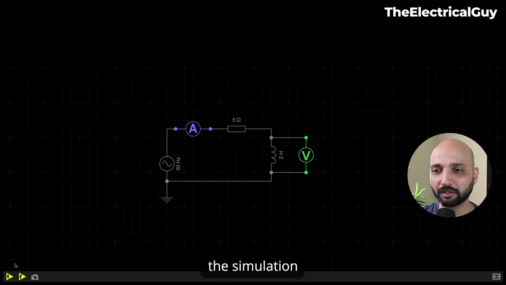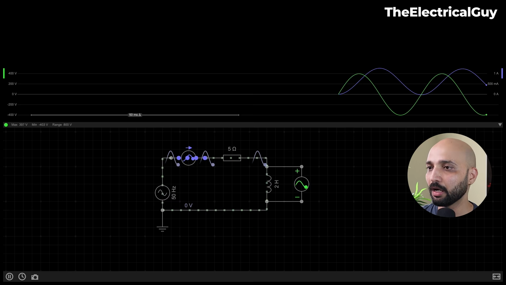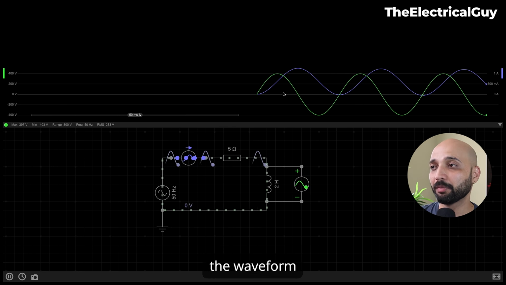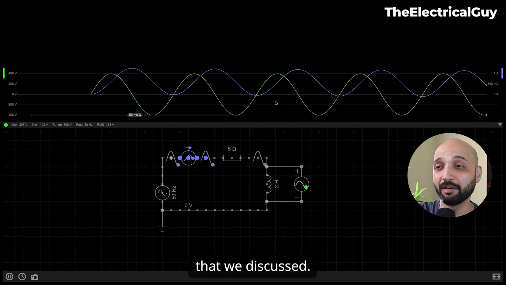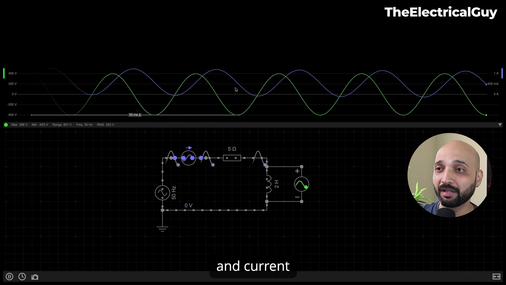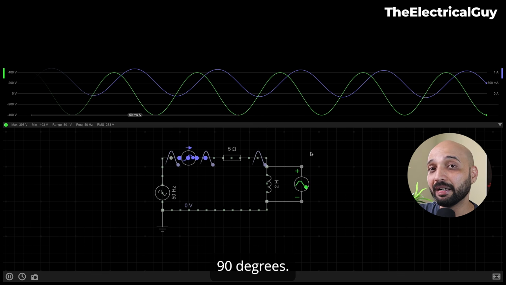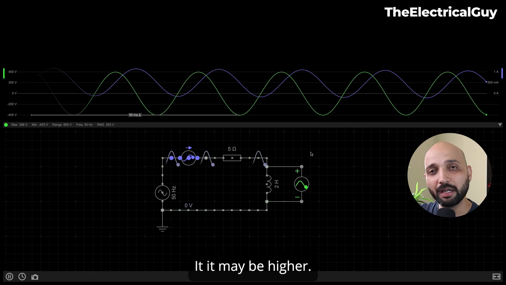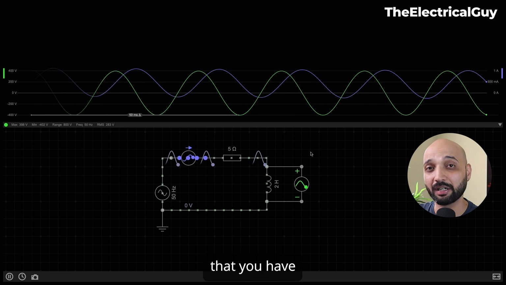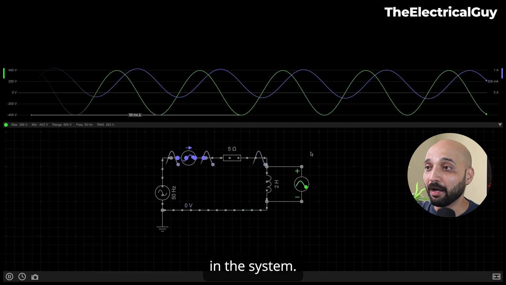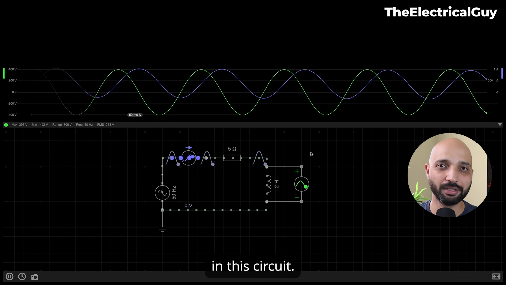Now I'm going to start this simulation to show you the waveforms. Here you can see the waveform has started, and it's very different from that of the purely inductive load that we discussed. The voltage and current are still out of phase, but it's not a perfect 90 degrees. It may be higher, it may be lower, depending on the combination of resistance and inductance that you have in the system. So let's analyze this waveform to understand what the power scenario is in this circuit.